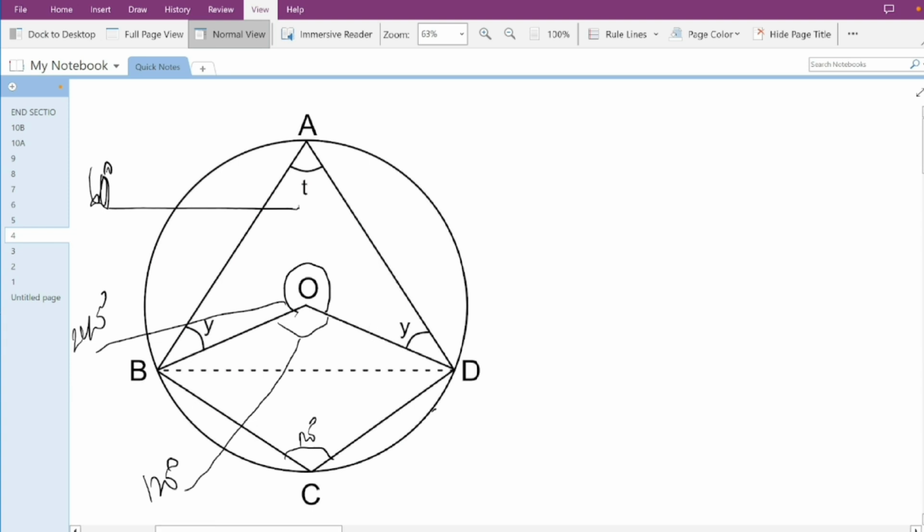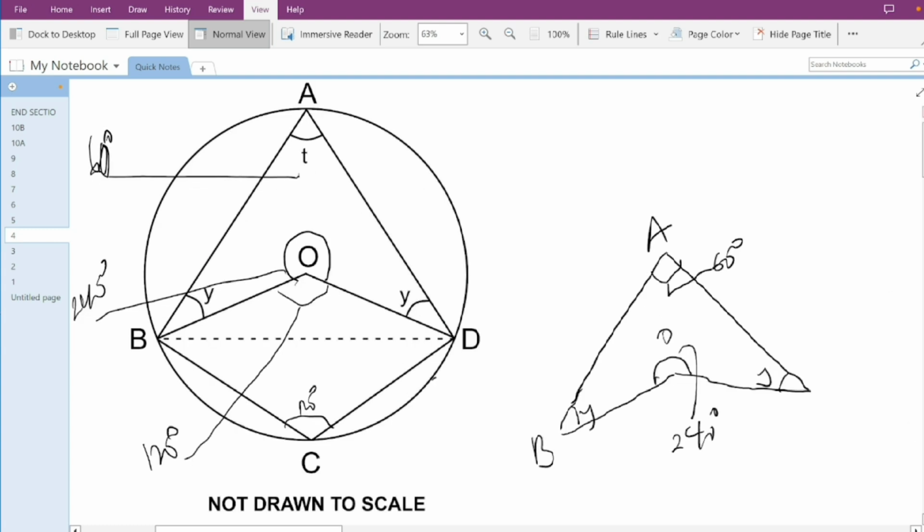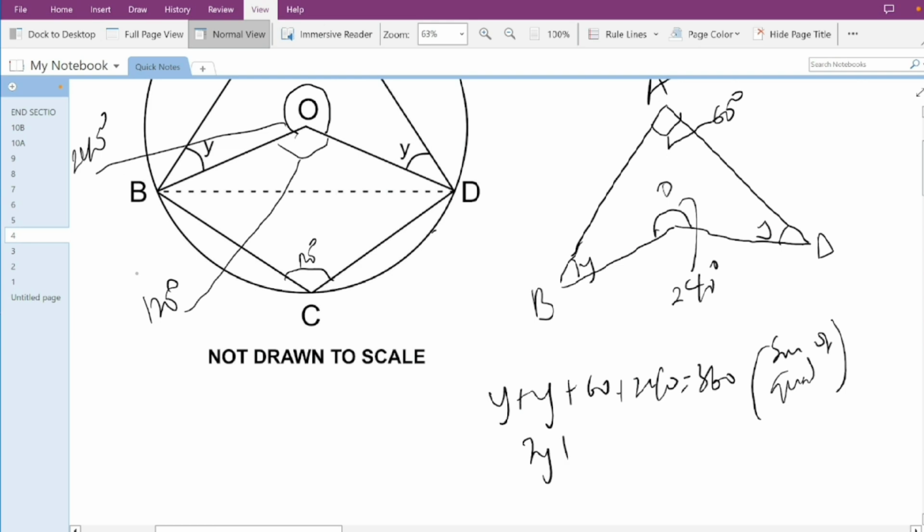Let's draw the shape again so we can understand. The thing about circle geometry is being able to spot shapes in shapes, particularly shapes required to solve a particular question. Now I've separated the shape from the total diagram. We can now solve for y. See, y plus y plus 60 plus 240 equals 360. That's the sum of angles of a quadrilateral. y plus y is 2y, plus 60 plus 240 is 300, equals 360.